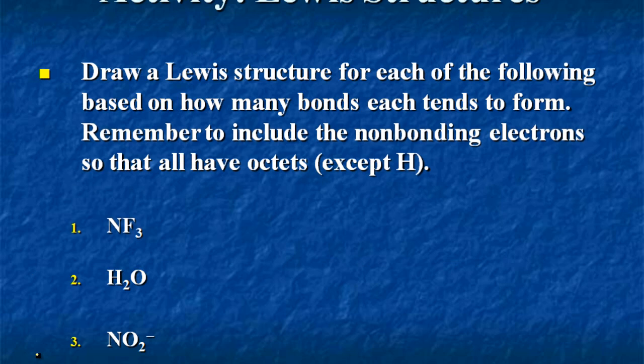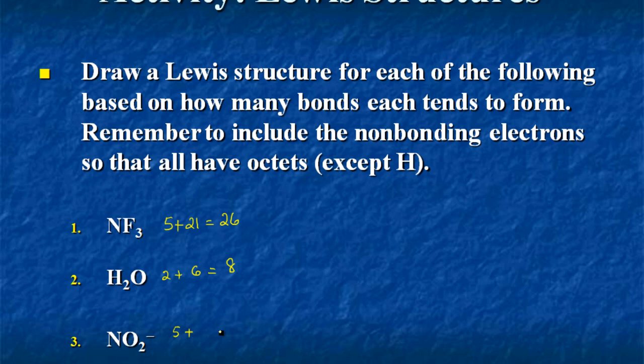Let's do one more activity. Draw the Lewis structures for each of the following. NF3, how many valence electrons? 5 plus 3 fluorines, so 7 times 3, 21, so total is 26. How about water? 2 plus 6, so 8. How about NO2 minus?